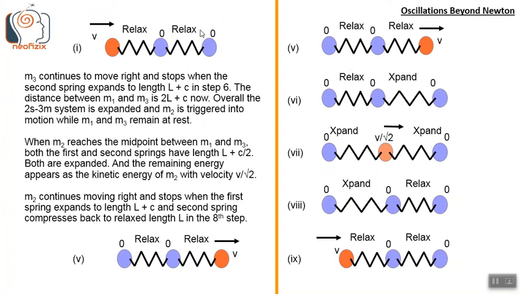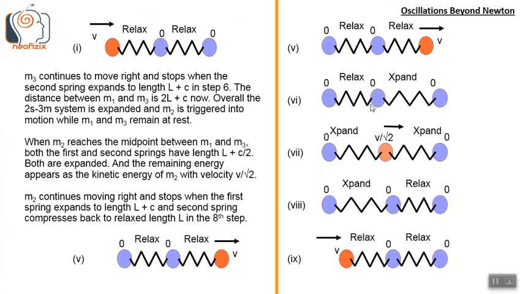So basically what happens is, in the fifth step, M3 is moving with velocity v. M3 continues to move right and stops when the second spring expands to length L plus C, shown in the sixth step. The distance between M1 and M3 is 2L plus C now. So the first spring is relaxed, the second spring is expanded to L plus C. The total distance between M1 and M3 is 2L plus C. Overall, the 2-spring 3-mass system is expanded, and at this stage M3 comes to rest and triggers M2, the second mass. So M2 is triggered into motion while M1 and M3 remain at rest.